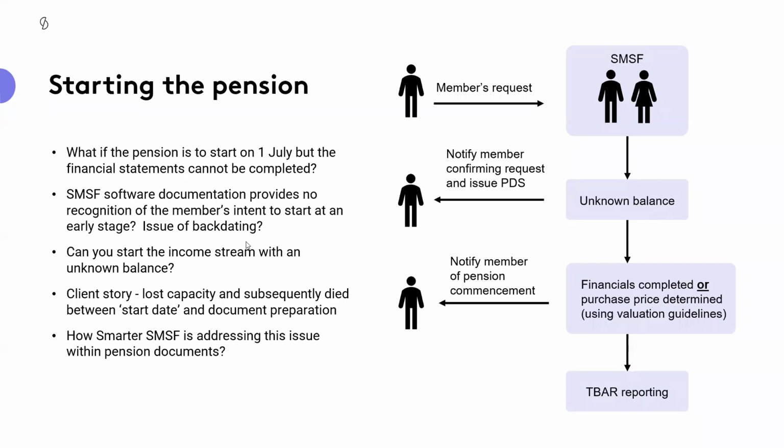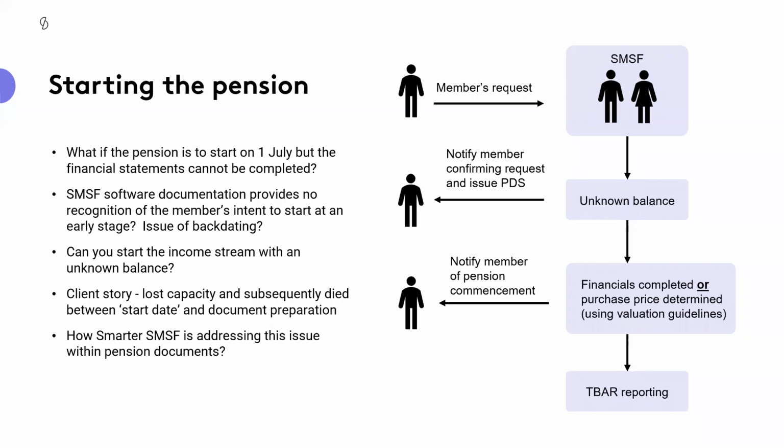So this really came to light with one of our members in the last 6 or 8 months, where we started the journey on building these updated pension documents. And this is where, for all intents and purposes, this client was to start the pension on the 1st of July of that particular income year. Now, they lost capacity at some point thereafter and subsequently died before the documentation got produced on our site.